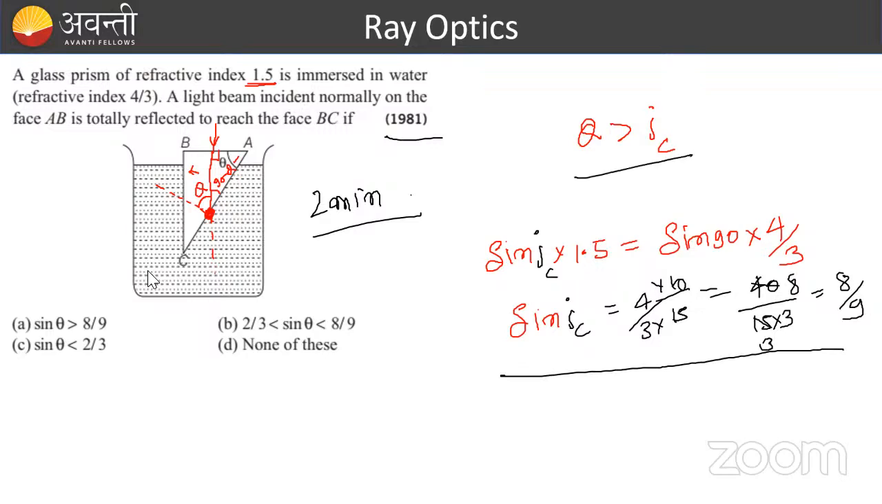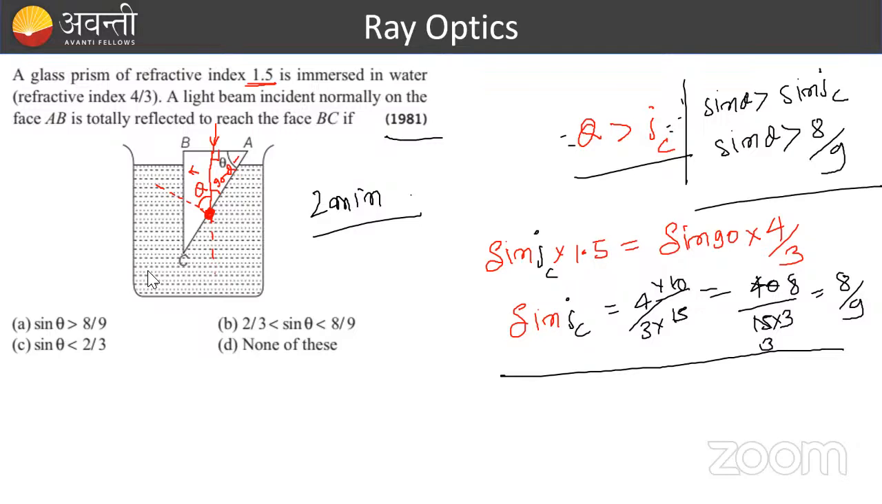Now let's use this. Take sine on both sides. If you take sine on both sides of this, it will become sin theta is greater than sin IC. So sin theta will be greater than 8 by 9. So this is how we can also reach the range of theta here.